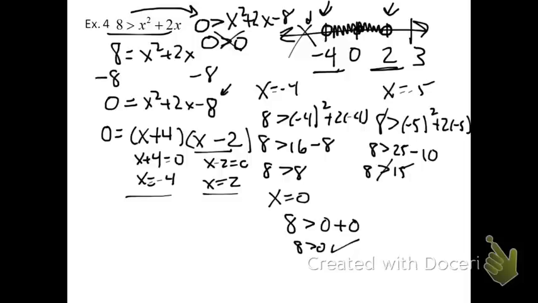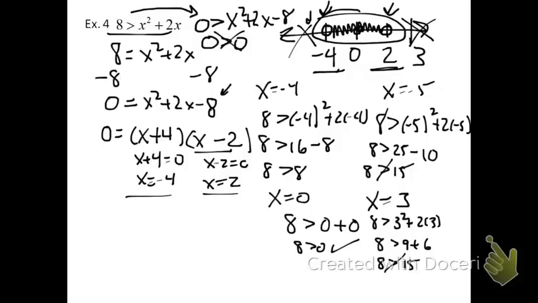Let's check 3. x equals 3. If we try that guy, we're going to get 8 less than 3 squared plus 2 times 3, and 8 is less than 9 plus 6 is not looking good. That would be 8 is greater than 15, and that is not true. So 3 is not going to work.